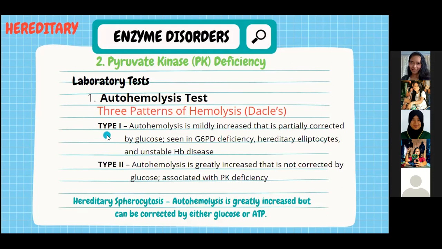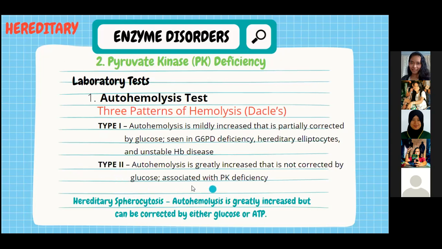The first is type 1, in which autohemolysis is mildly increased and partially corrected by glucose, seen in G6PD deficiency, hereditary elliptocytes, and unstable Hb disease. The next is type 2, in which autohemolysis is greatly increased and not corrected by glucose, and it is associated with pyruvate kinase deficiency.